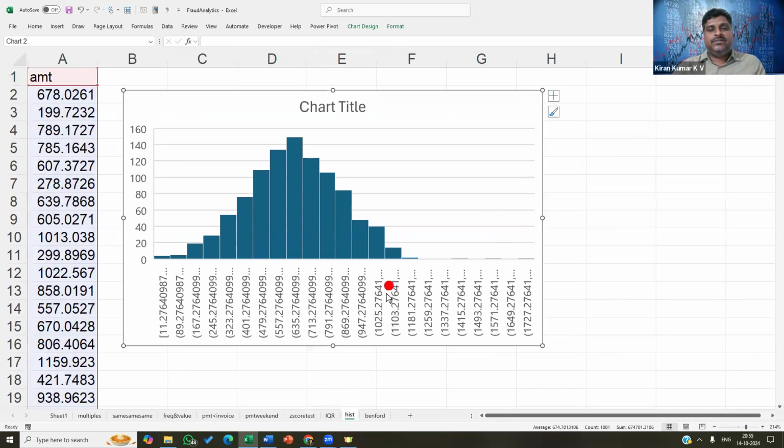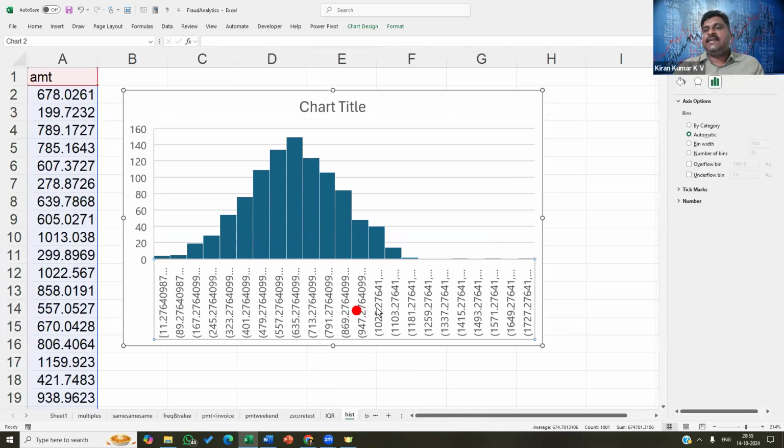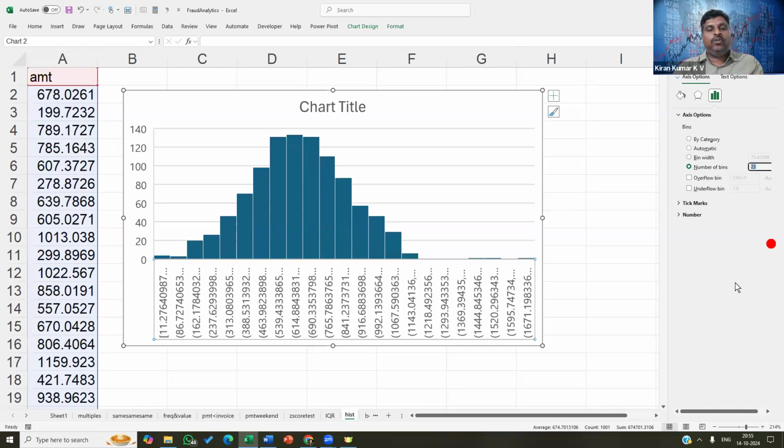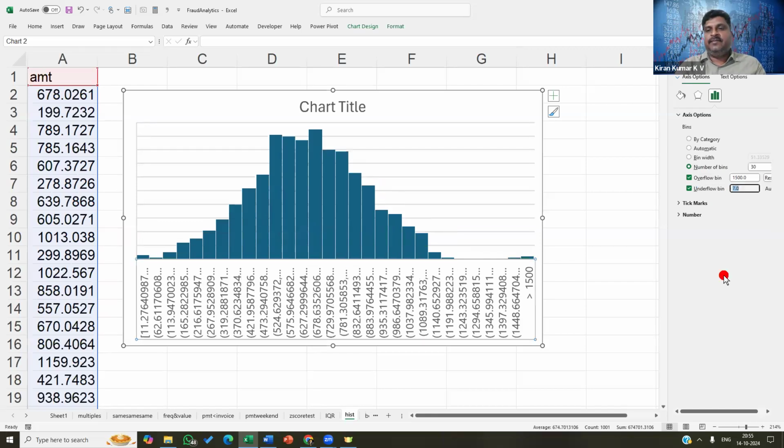Histogram is another pictorial way of detecting the outliers. I'll just make some small modifications here. I'm right clicking on the x-axis label, format axis. I'll set the number of bins. Right now it is 23, automatically taken. I'll change it to 30. The overflow bin, I will say 1500. And the underflow bin, I'll keep it as maybe 100. So that means my definition of an outlier is if any of the values are above 1500 or below 100, they are my outliers. If I do that, you can see it here.